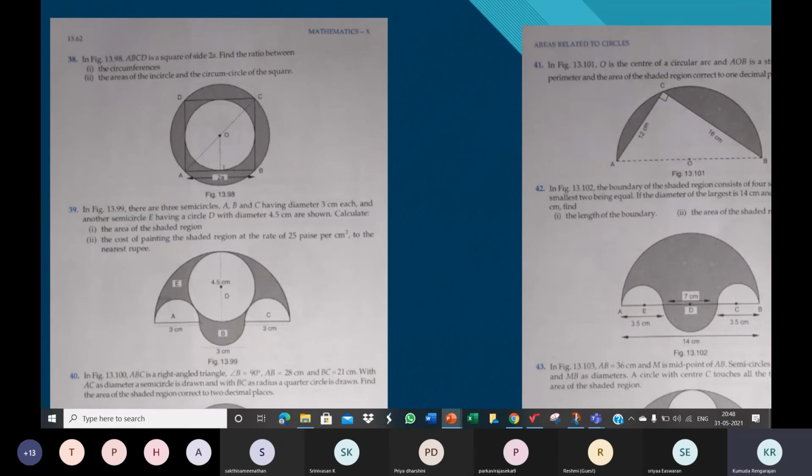The ratios are 1 by root 2 and 1 by 2. I'm saying don't find the circumference or the area value separately. Find the ratio straight away. Write 2 pi small r by 2 pi capital R, and then for the ratio of areas, pi small r square by pi capital R square. Pi or 2 pi will get cancelled and you get the ratio straight away.